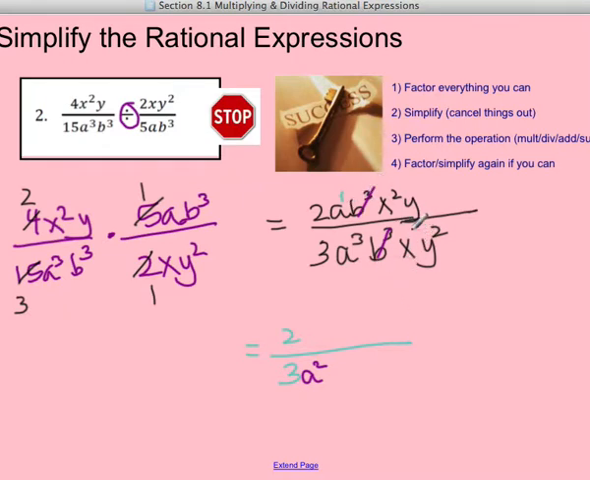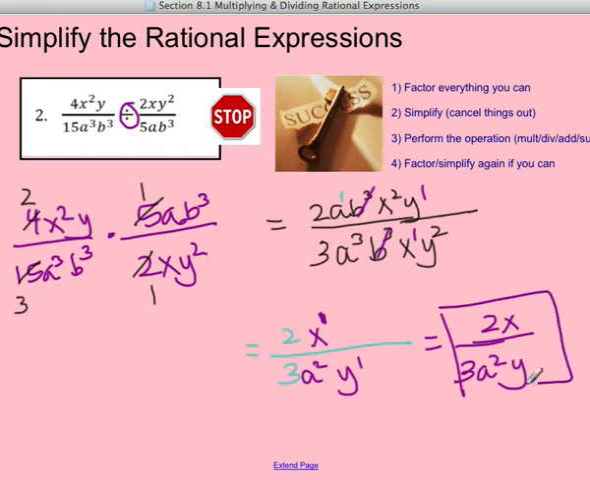Now I move on to my x's. I have x squared and x to the first. Bring the smaller to the larger, so I have 2 minus 1, which gives me x to the first. And lastly, I have y to the first and y to the second, so I bring the smaller to the larger, and 2 minus 1 is 1. Okay, so this is an x to the first, so I'm just going to rewrite. My final answer, we don't usually write x to the first, we're just going to have 2x over 3a squared y. There is my simplified answer for example 2.